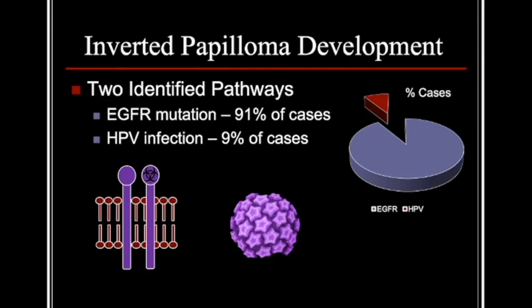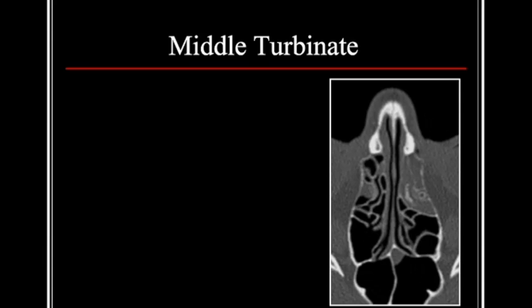The EGFR mutation is particularly of interest because we do have chemotherapeutic targets for the EGFR receptor, so that might be something that we can use in the future, especially for squamous cell cancer ex-inverted papilloma. This is a case of an inverted papilloma.